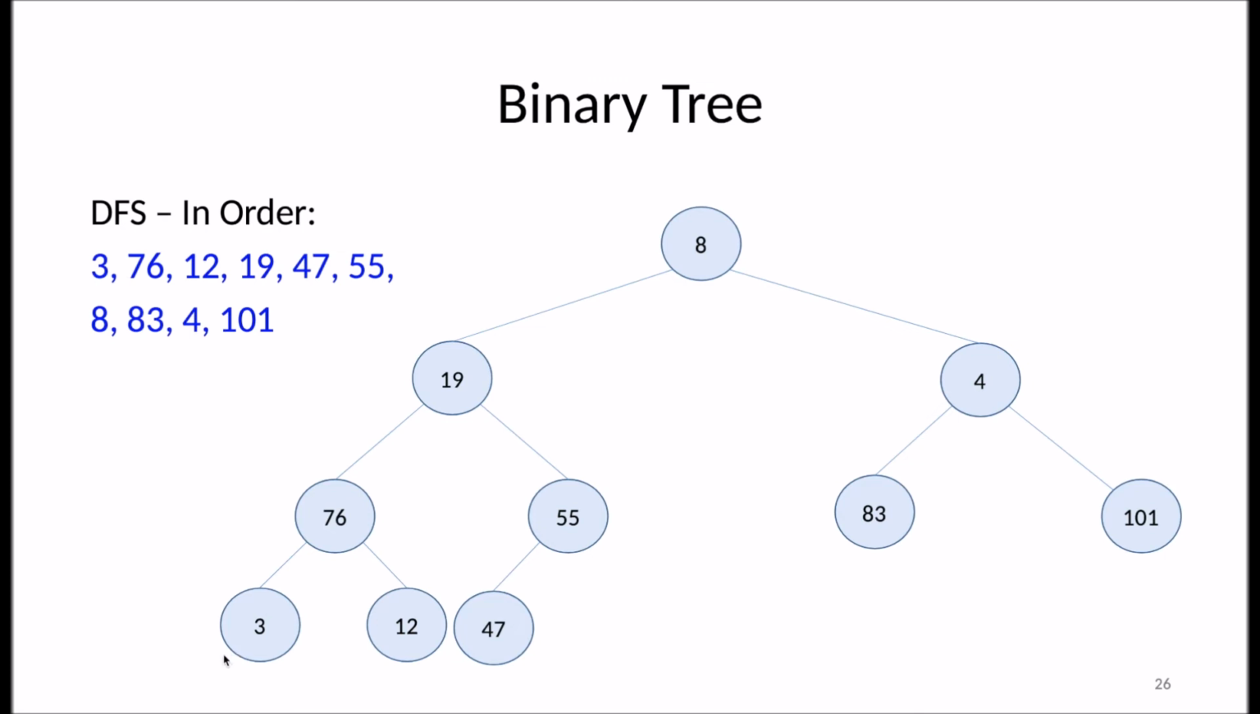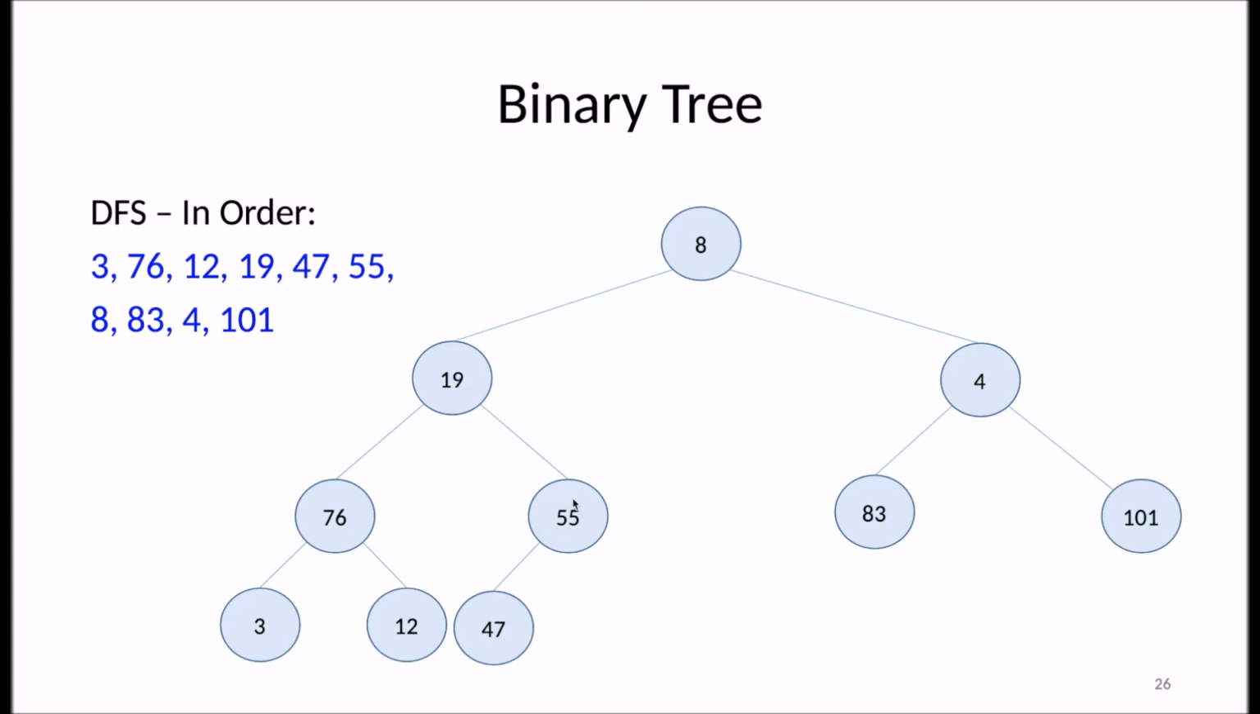Now I visited the left child, which is null. So I visit 3. It doesn't have a right child. So I get back up to 76. Now I visited the left child already. So I visit 76. So now I have 3, 76. Go to the right child, it doesn't have any children. So it's 12. Go back up, go to 19. I visit 19. Go to 55.